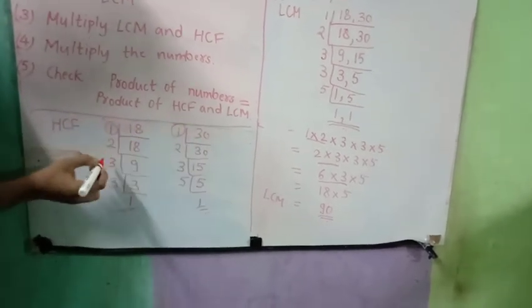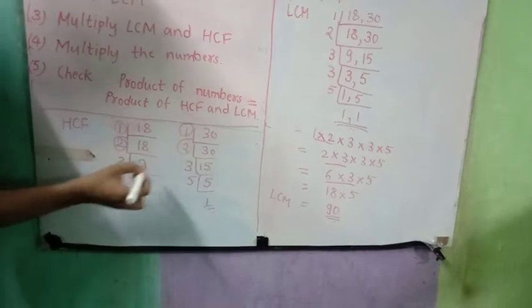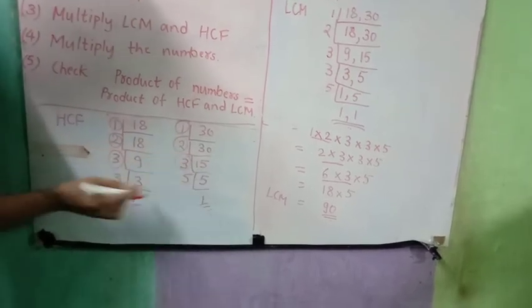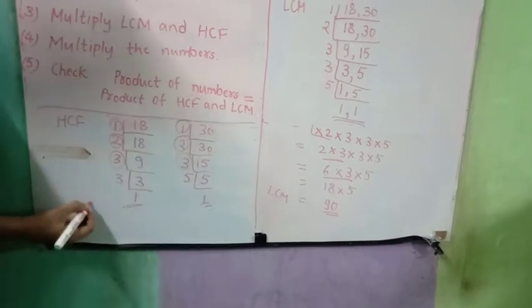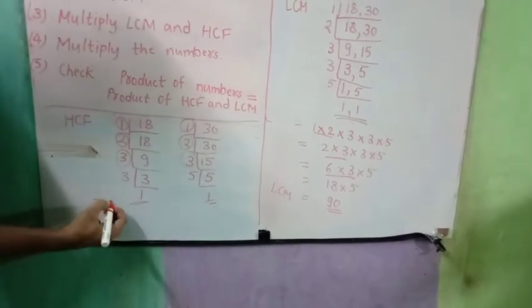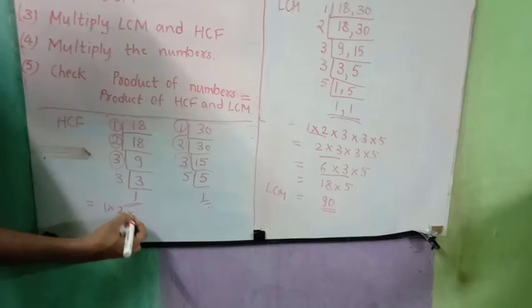1 is common, 2 is common, 3 is common. और 3 है नहीं, 5 है नहीं. Alright, so 1 2 and 3. What is my HCF then? HCF will be 1 multiplied 2 multiplied 3.